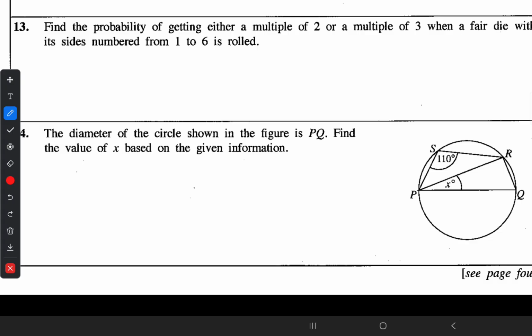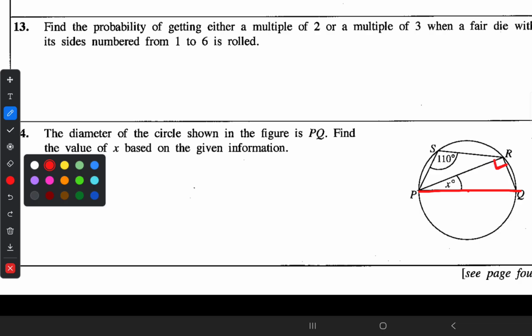The diameter of a circle is shown as PQ. This is the diameter. That means the midpoint of the circle should be situated somewhere on this diameter. You need to find the value of x. So the method is, look at this triangle. In this triangle, this is a diameter, so it is a half circle. When you construct a triangle inside a half circle, the angle subtended on the circumference would be a right angle.